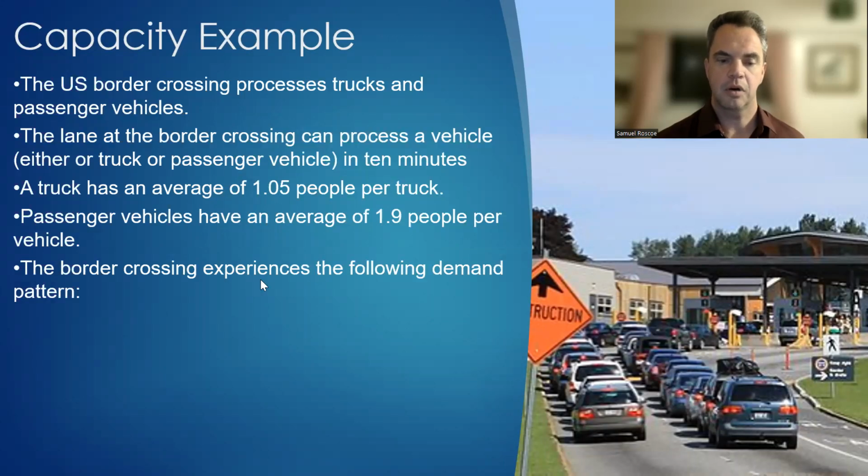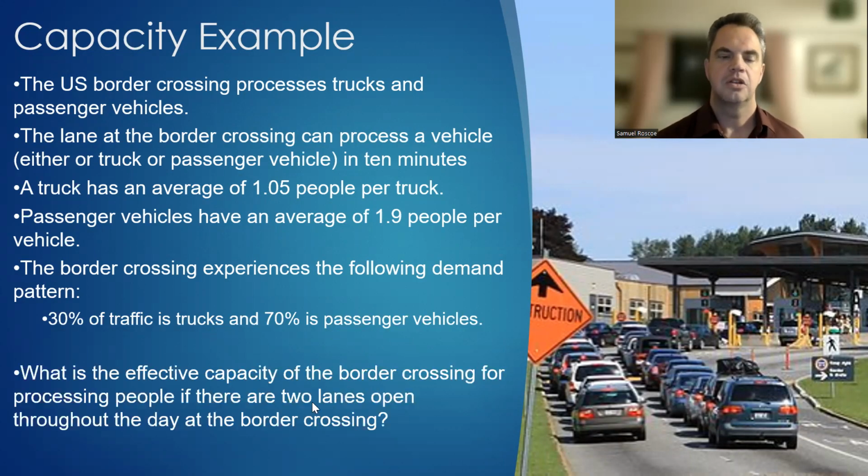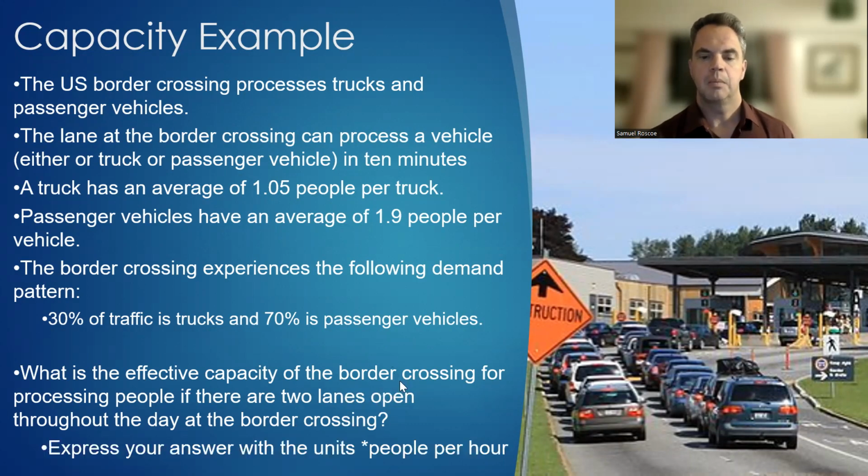The border crossing experiences the following demand pattern. So 30% of its traffic is trucks and 70% is passenger vehicles. So the question that I'm asking here is, what is the effective capacity of the border crossing for processing people, so not cars, but people, if there are 2 lanes open throughout the day at the border crossing? And we want to understand the people per hour, and that becomes, remember, our throughput rate. And we're trying to understand what is our throughput rate through the border crossing.